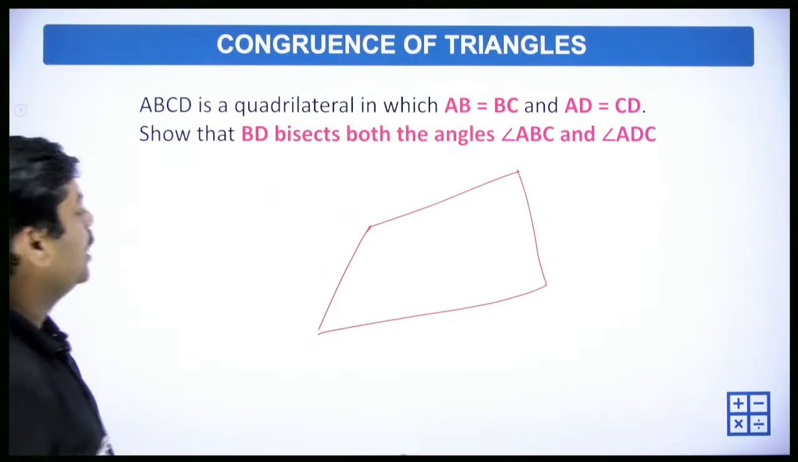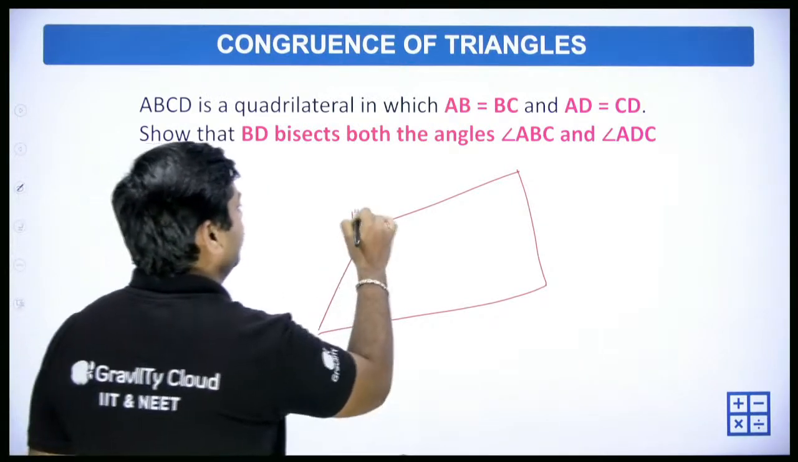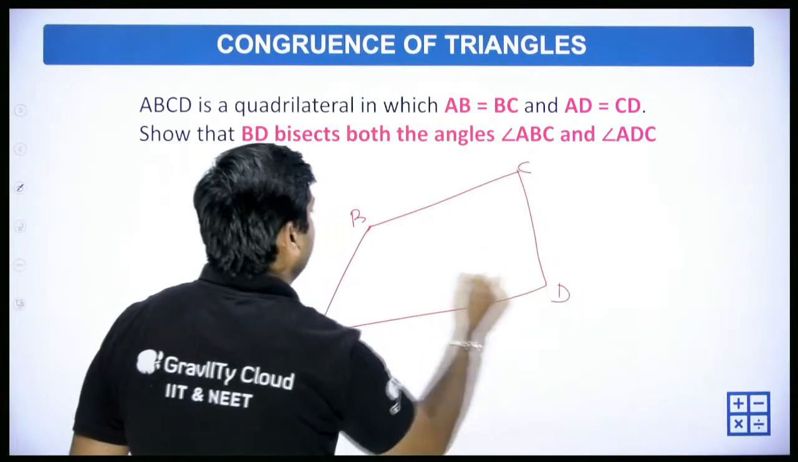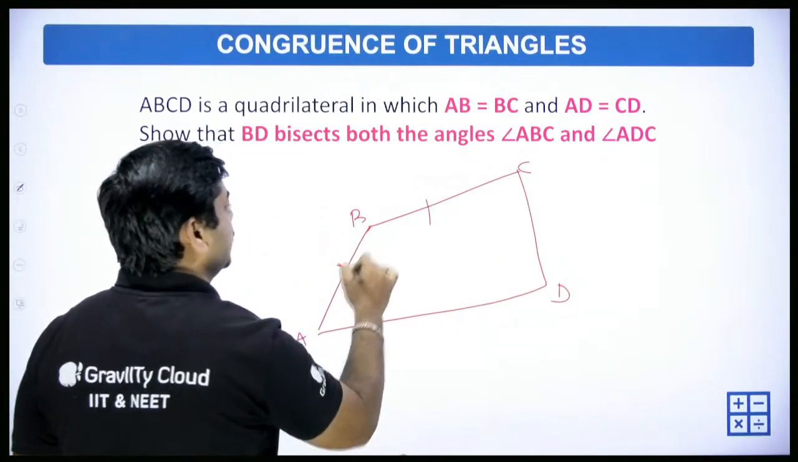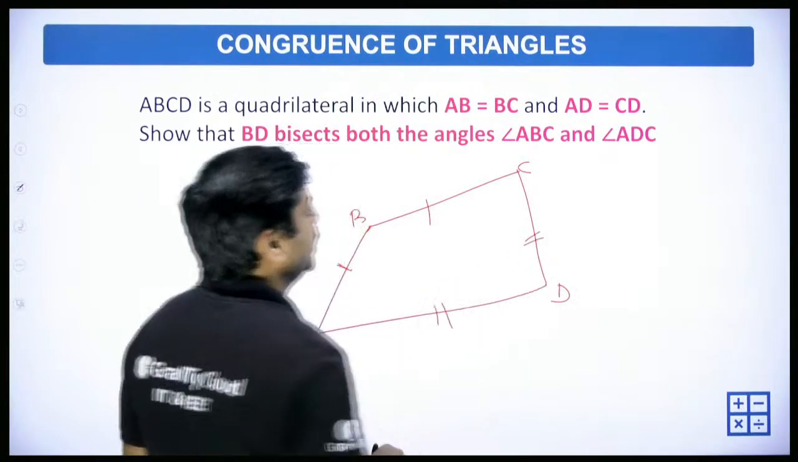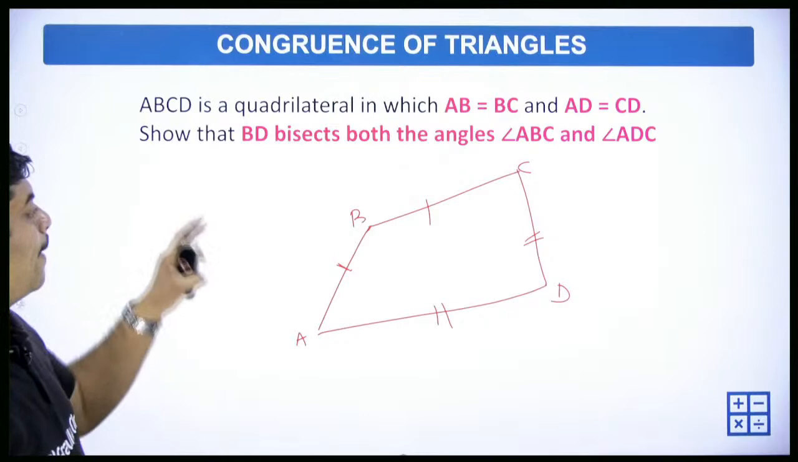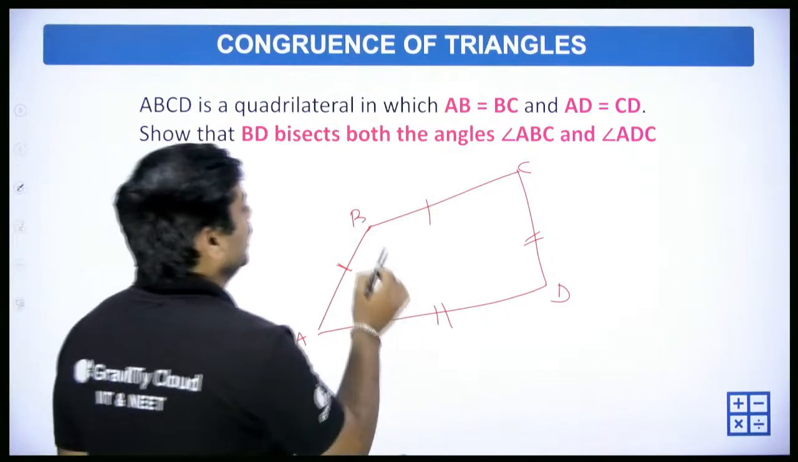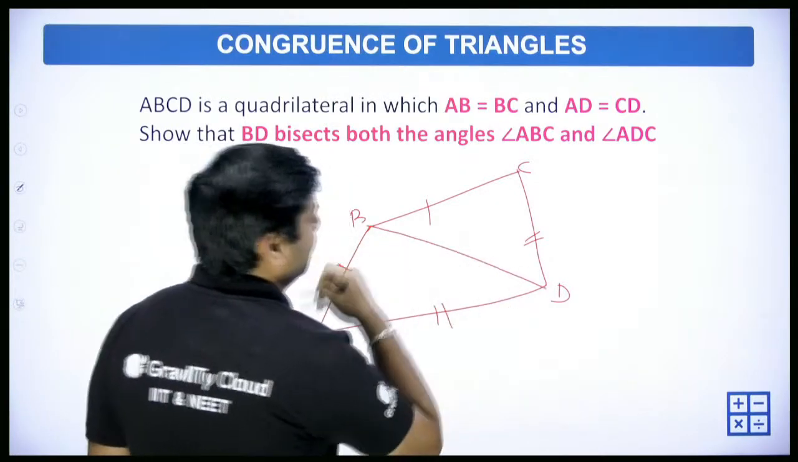ABCD is a quadrilateral in which AB is equal to BC, and AD is equal to CD. Show that BD bisects both the angle ABC and angle ADC.